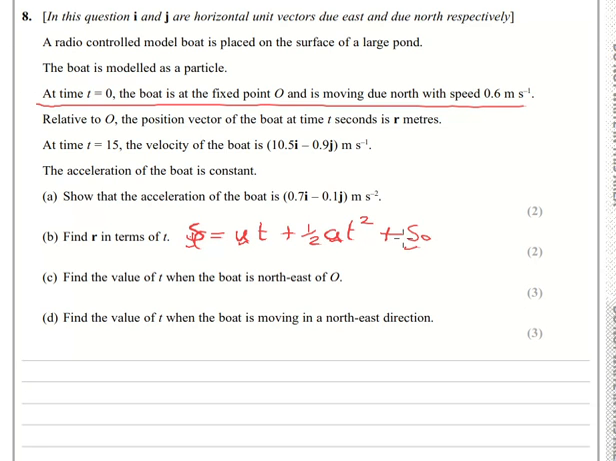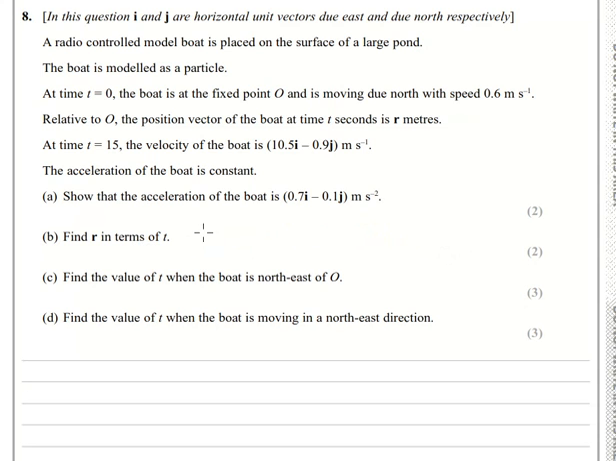Well, the reason why we don't need that this time is because the boat is at the origin right at the beginning, and therefore S0 is (0, 0). So we haven't got to worry about that. Okay, let's give myself a bit of space and write this down again.